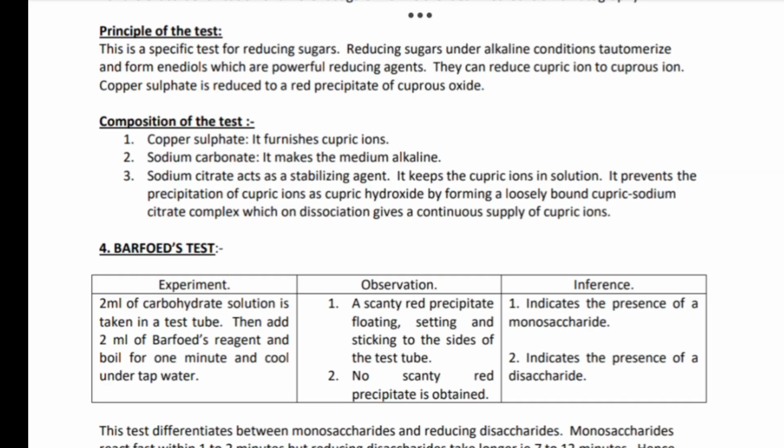It prevents the precipitation of cupric ions as cupric hydroxide by forming a loosely bound cupric sodium citrate complex, which on dissociation gives a continuous supply of cupric ions. So the sodium citrate acts as a stabilizing agent, which will not let the cupric ions escape by forming a precipitate. It just keeps it in the medium.